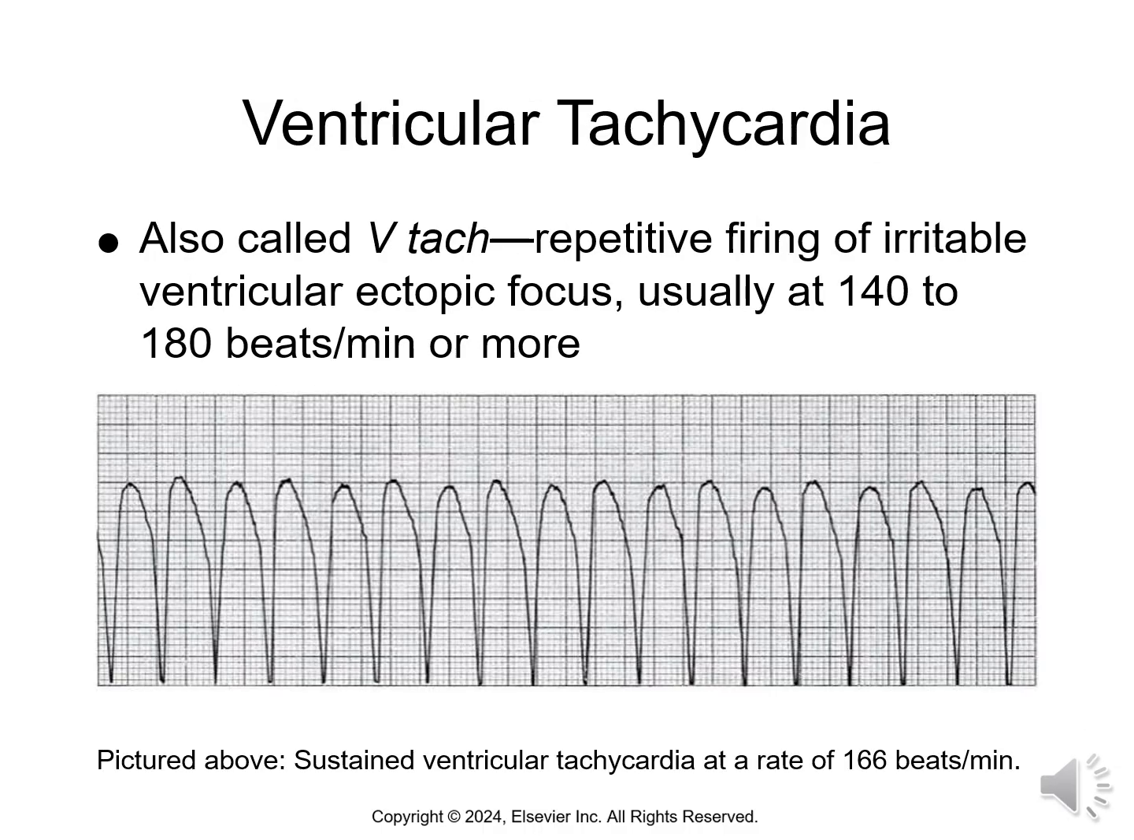Ventricular tachycardia, or VT, sometimes referred to as VTAC, occurs with repetitive firing of an irritable ventricular ectopic focus, usually at a rate of 140 to 180 beats per minute or more. VT may result from increased automaticity or a re-entry mechanism. It may be intermittent or non-sustained, or sustained, lasting longer than 15 to 30 seconds.